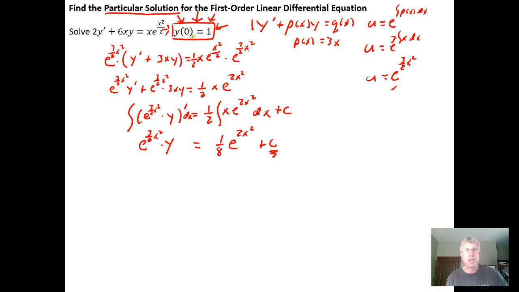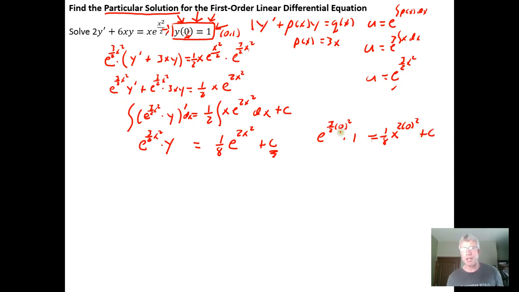So instead of solving for y first, I'm going to go ahead and find my constant of integration. I'm going to plug my 0 in for x and my 1 in for my y's. So I'm going to get e to the 3/2 of 0 squared, because x is equal to 0, times 1, because y is 1 when x is 0. They're giving us an ordered pair right there. And this is going to be equal to 1/8 of e to the 2x squared when x is 0, plus that constant of integration.